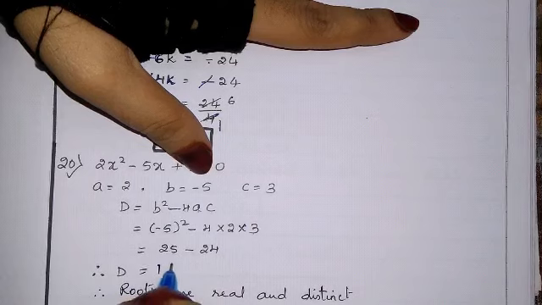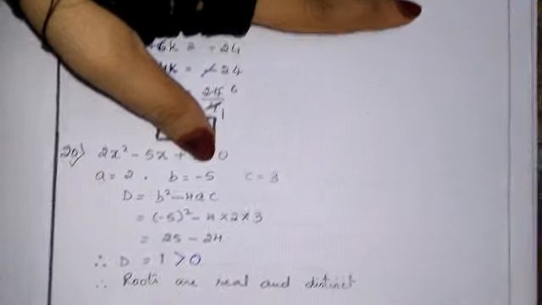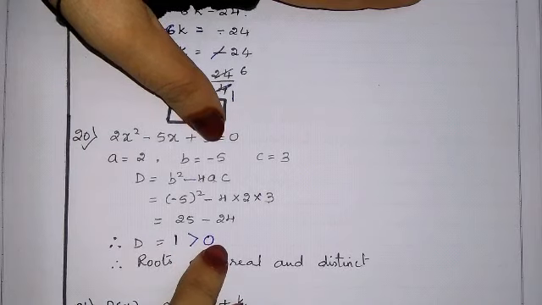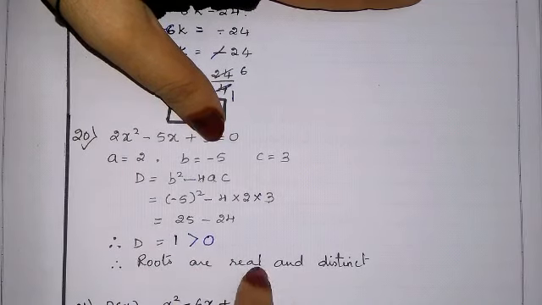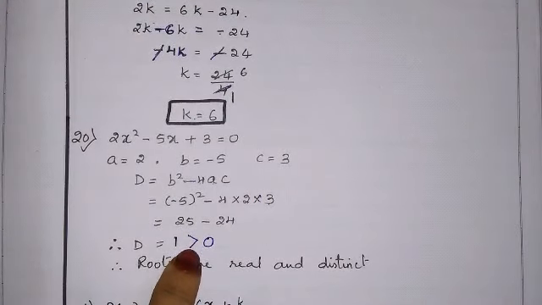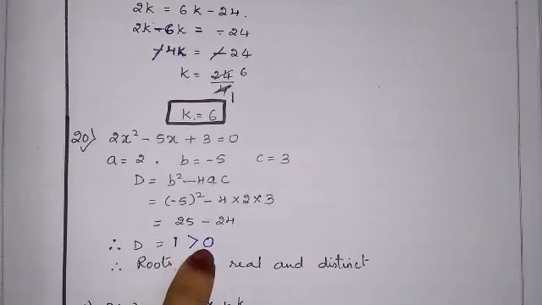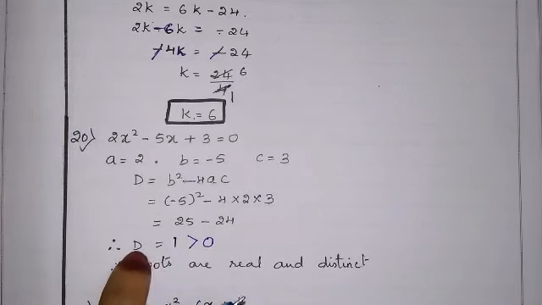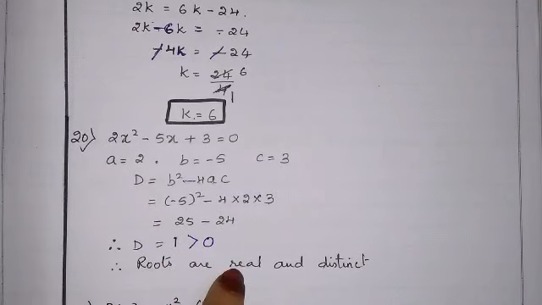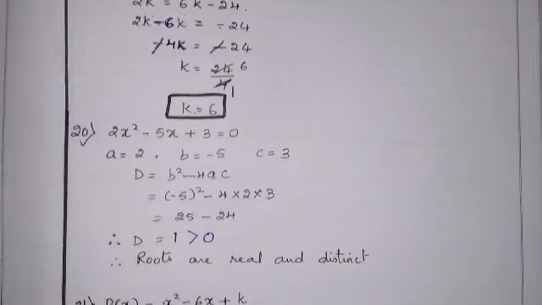Now 1 is greater than 0. They have also asked us to discuss the nature of roots. 1 is greater than 0, therefore roots are real and distinct. We have already told that there are 3 conditions: D greater than 0, D less than 0 and D equal to 0. So here we got D as 1, which is greater than 0, so roots are real and distinct.